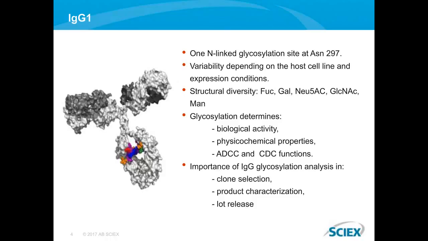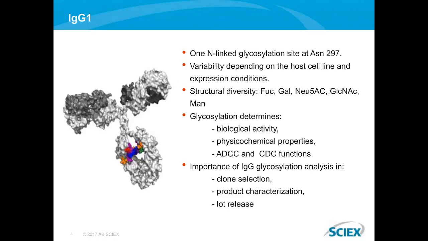everything else. But the IgG1 molecules, which represent the majority of these monoclonal antibody therapeutics, have one N-linked conserved glycosylation site at the asparagine at 297, and the variability of this glycosylation is dependent on the host cell line and expression conditions. I will be talking about that one a little bit later. So there is a structural diversity of this glycosylation, meaning fucosylation changes, galactosylation, sialic acids, and even mannosylation.